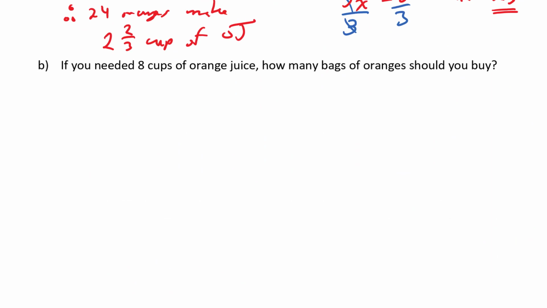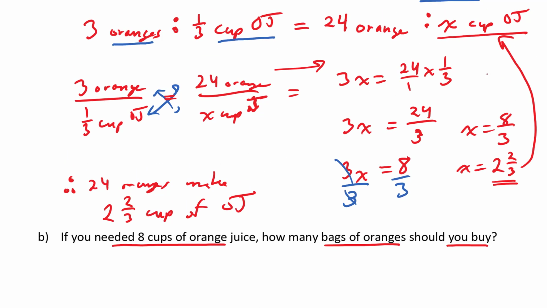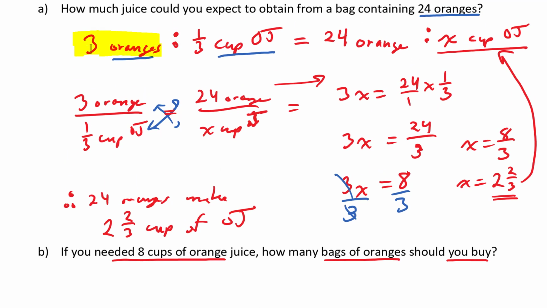Let's build on that. Let's say I'm having guests over and I need 8 cups of orange juice. How many bags of oranges do I need to buy? In the previous question, we could see that 3 oranges makes 1/3 of a cup of orange juice. So we can use this to find the answer. Let's try that now.